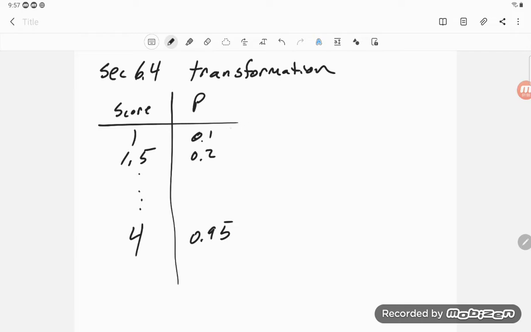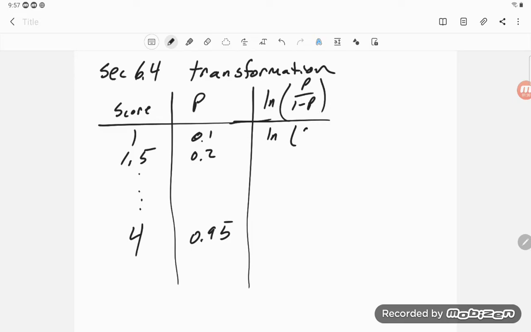And then what you'll want to do is work with, instead of P, you're going to want to calculate the natural logarithm of P over 1 minus P. So, this first one would be the natural log of 0.1 over 1 minus 0.1. And you would evaluate whatever that is. Again, a spreadsheet will do this just fine. We'll look at that in another video. Natural log of 0.2 over 1 minus 0.2, and do that all the way down.